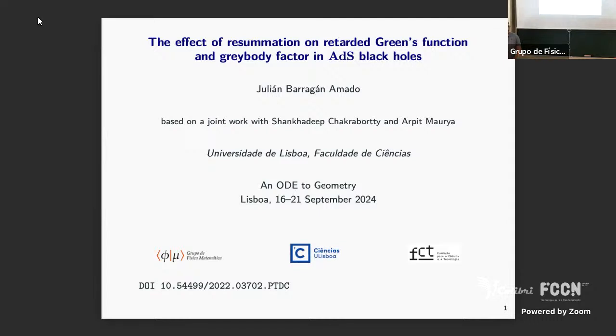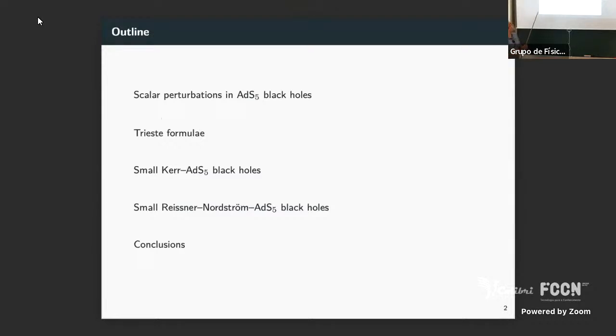Okay, this is the outline of the program. First of all, I would like to present the metric and then the study of scalar perturbations on this particular background. Then I will briefly discuss the Stokes formula, like the connection coefficients, and then I will present just two straightforward computations that you can do with these connection coefficients.